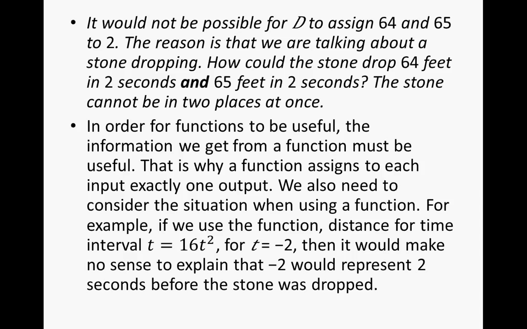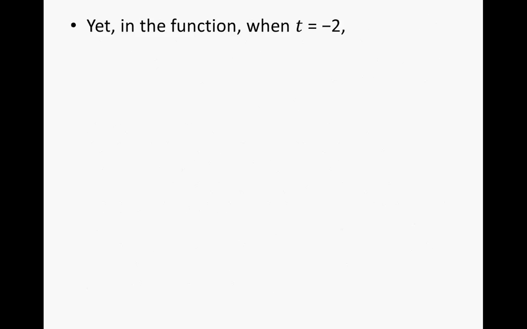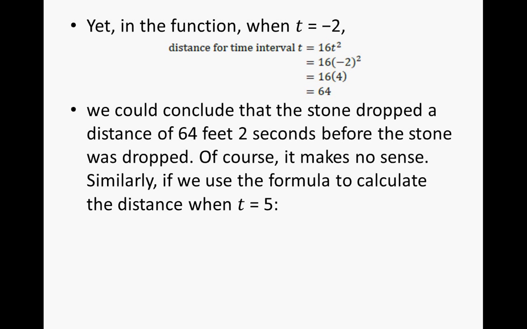We also need to consider the situation when using a function. For example, if we use the function distance for time interval t is equal to 16 times t squared, for t equal to -2, then it would make no sense to explain that -2 would represent 2 seconds before the stone was dropped. Yet in the function, when t is equal to -2, we come up with an answer. The answer is 64. But again, we could conclude that the stone dropped from a distance of 64 feet 2 seconds before the stone was dropped. Of course, it makes no sense.